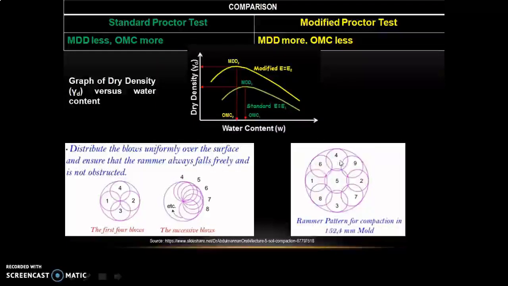This is the blow pattern for the modified Proctor test. This is the position of the first blow, second, third and fourth one, and at the center the fifth blow is given. Later on, sixth, seventh, eighth and ninth blows are given in order to achieve uniform compaction.